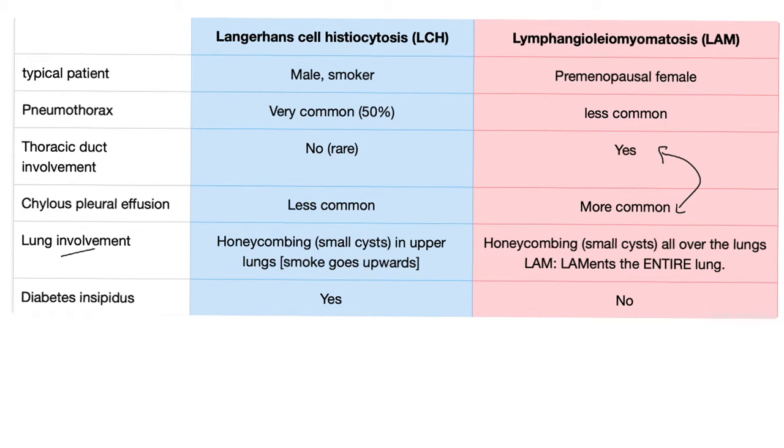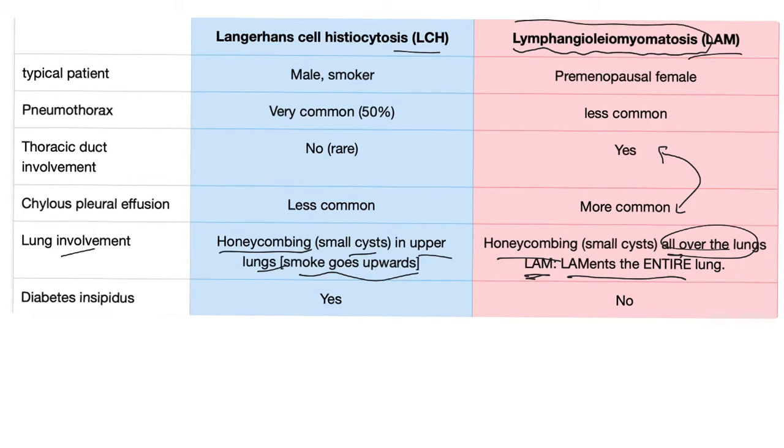Lung involvement. In LCH, you have honeycombing or small cysts in the upper lungs. And remember my mnemonic: smoke goes upward, so it's the upper lobes. In LAM, you have honeycombing all over the lung. LAM laments the entire lung. And look at this name, lymphangioleiomyomatosis. It's a very long name. Of course, it's gonna involve the entire lung.